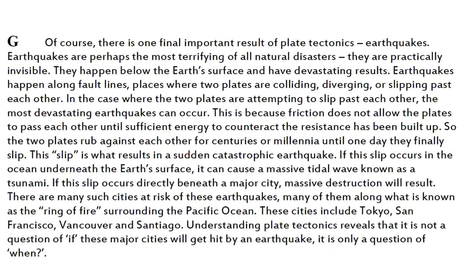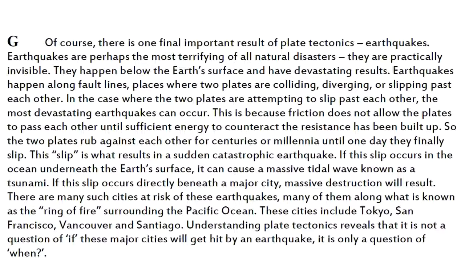In the case where the two plates are attempting to slip past each other, the most devastating earthquakes can occur. This is because friction does not allow the plates to pass each other until sufficient energy to counteract the resistance has been built up. So the two plates rub against each other for centuries or millennia until one day they finally slip. This slip is what results in a sudden catastrophic earthquake.